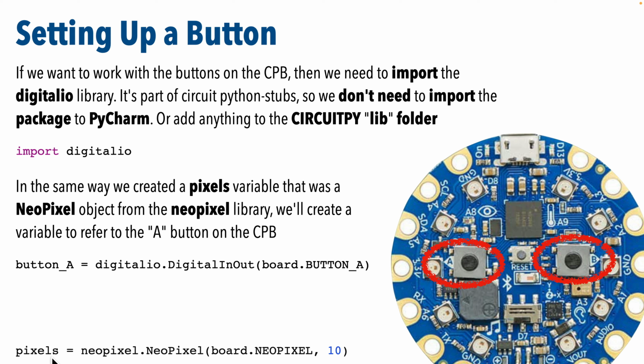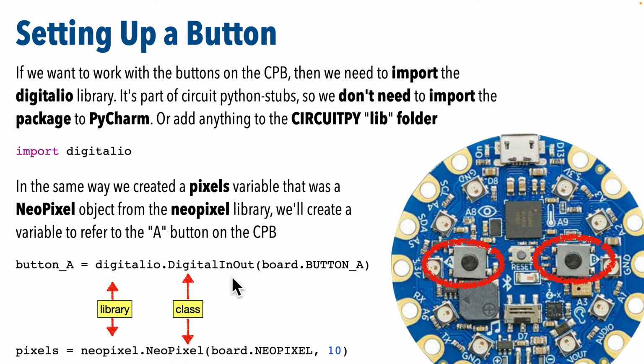This is going to be very similar to how we set up a pixels variable that was a neopixel object so we could refer to lights. So what we're going to do here is go into a library. Here it's digital I/O. For our pixel lights, it was the neopixel library. Then we find the class. Remember, a class is a sort of blueprint for creating a data structure. So for our neopixels, the class was capital N neo, capital P pixels.